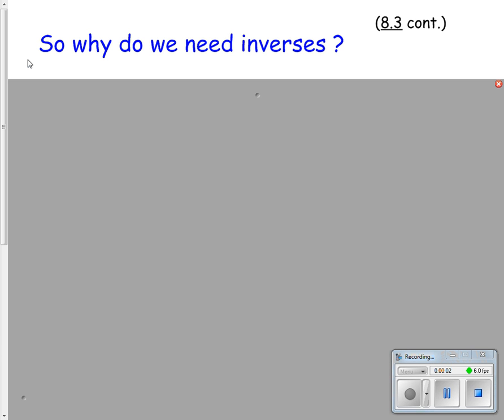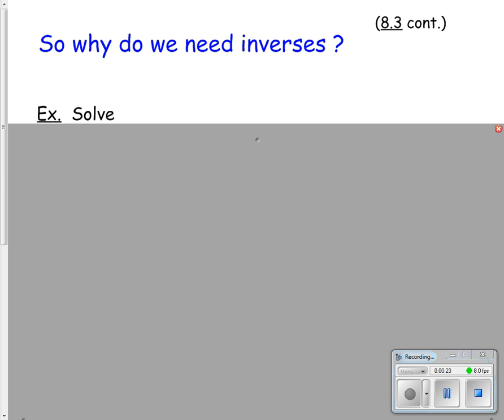Yesterday we learned two different methods for calculating the inverse of a matrix. One method was using systems of equations. The second method was expanding our matrix with the identity matrix and doing row operations until the left half of the matrix became the identity matrix and the right half wound up being the inverse, which we were trying to find. So why do we need inverses?